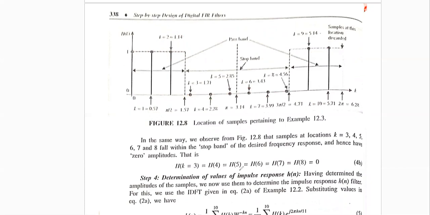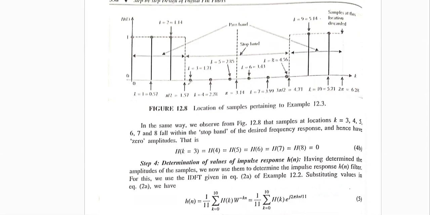And H3, H4, H5, H6, H7, and H8. Sorry, this is 9, and this is 10. Yeah, 9 sample and 10 sample. H11 belongs to the next cycle. So they are 0, 3, 4, up to 8, they are 0.